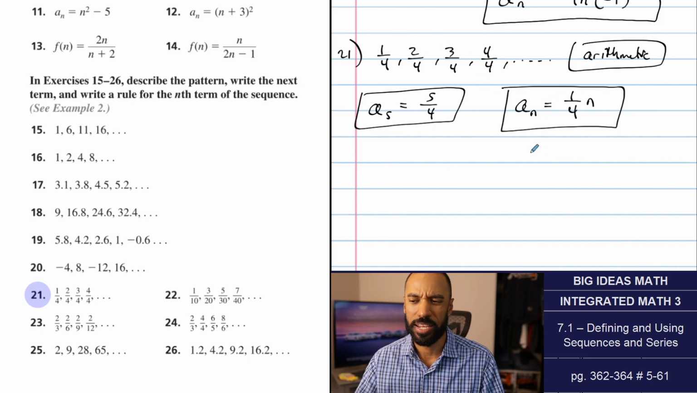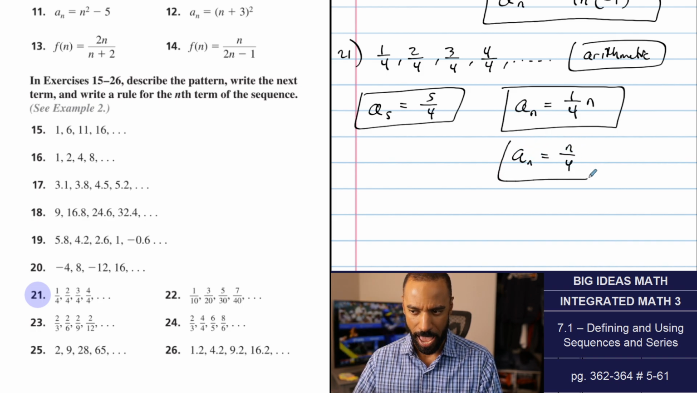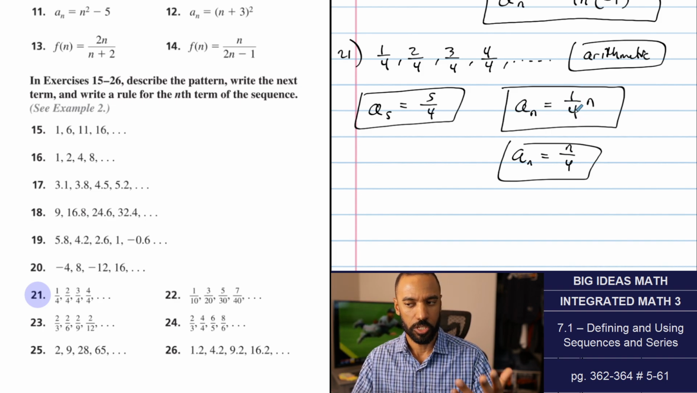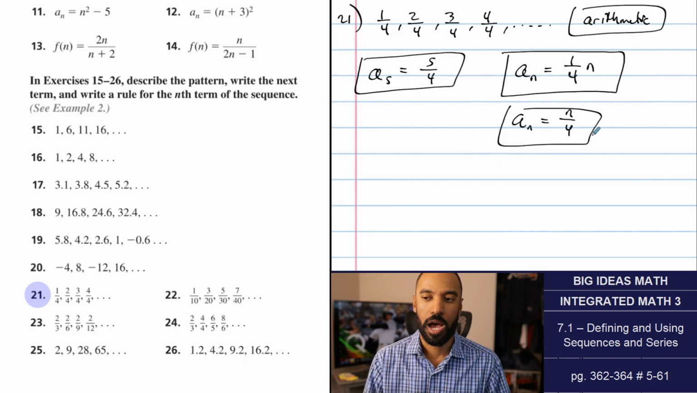That's how we write it. You can also write it as n over 4. Maybe that was more obvious to you, that you can say n over 4. That's fine. I kind of prefer this one. It truly shows the common difference with that number there. But they both work.